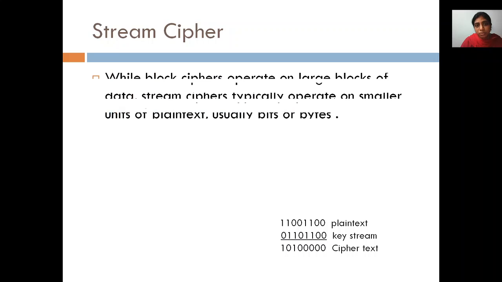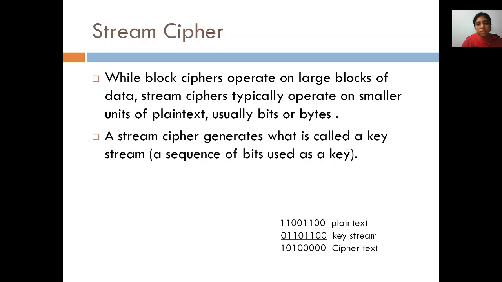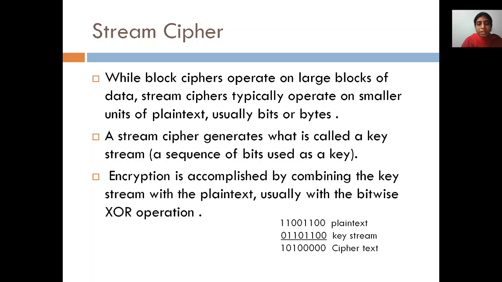So what is meant by a stream cipher? Unlike the large blocks of a block cipher, we are going to evaluate the plain text using bit by bit operation or byte by byte operation. While a block cipher operates on large blocks of data, a stream cipher typically operates on smaller units of plain text, usually bits or bytes. A stream cipher generates what is called a key stream, a sequence of bits that is used as a key. Encryption is accomplished by combining the key stream with the plain text, usually with the bitwise XOR operation.